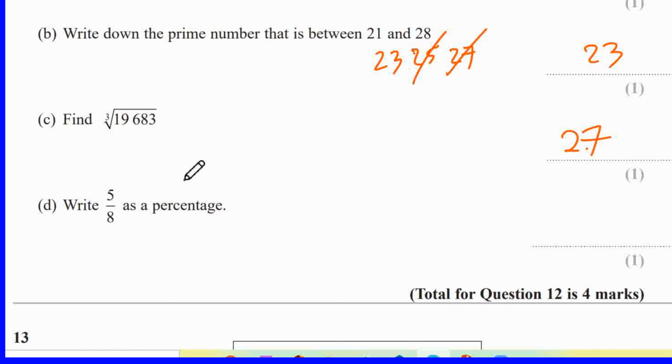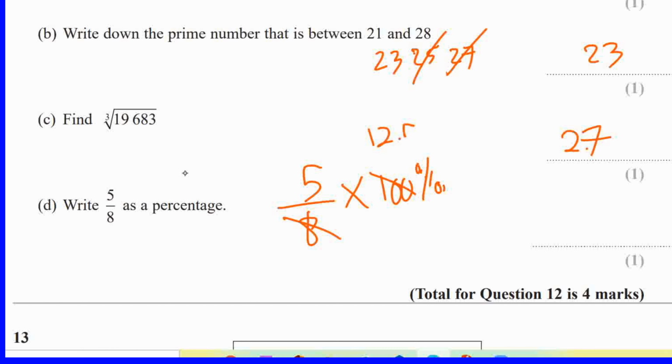Now write 5/8 as a percentage. So percentage means times 100%. Or we will get 1/8 is 12.5. 5 times 12.5 will get 62.5. The answer is 62.5%.